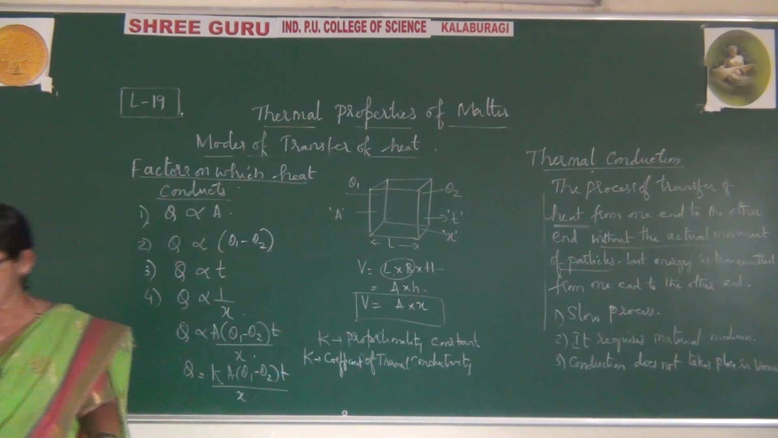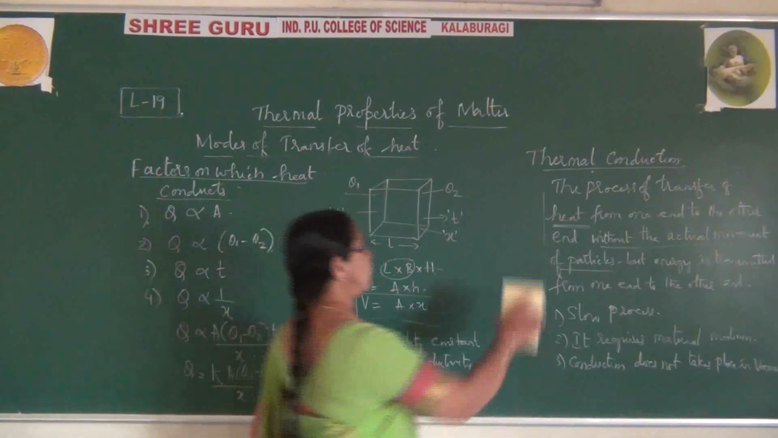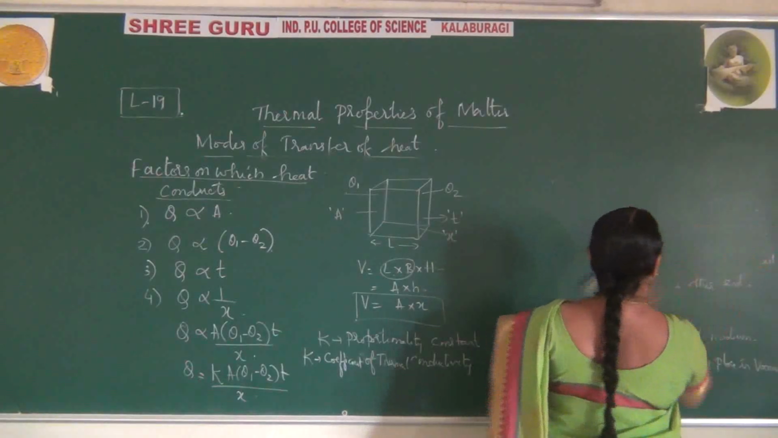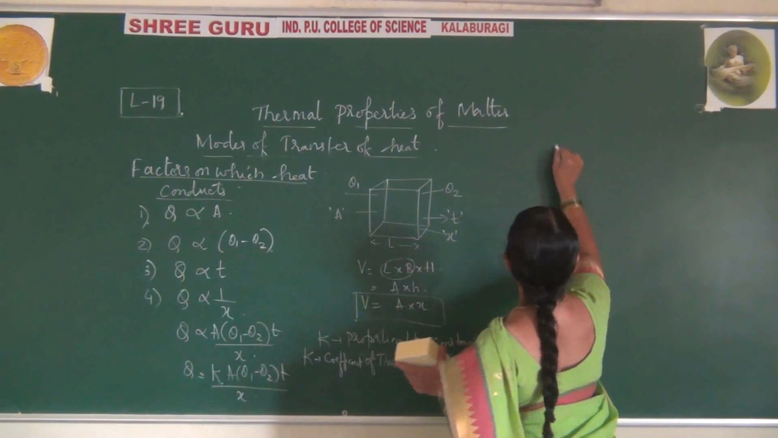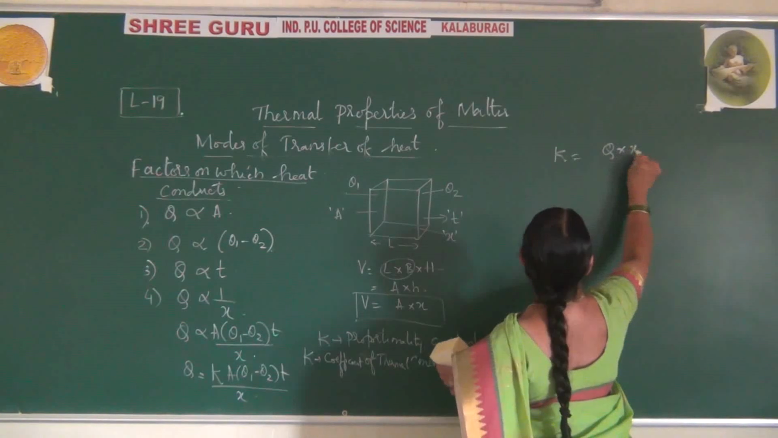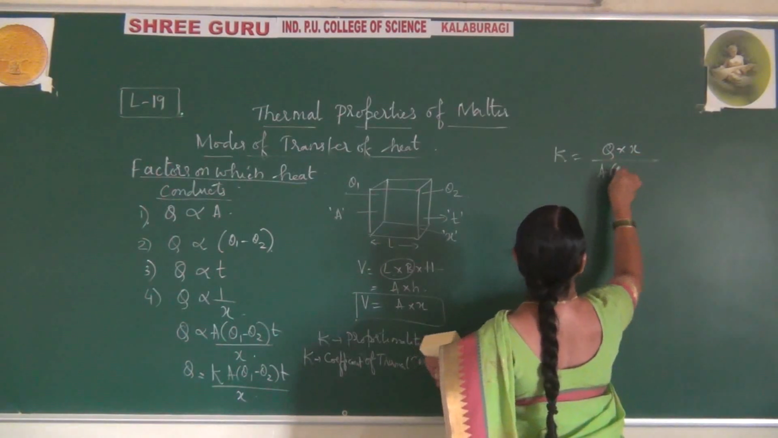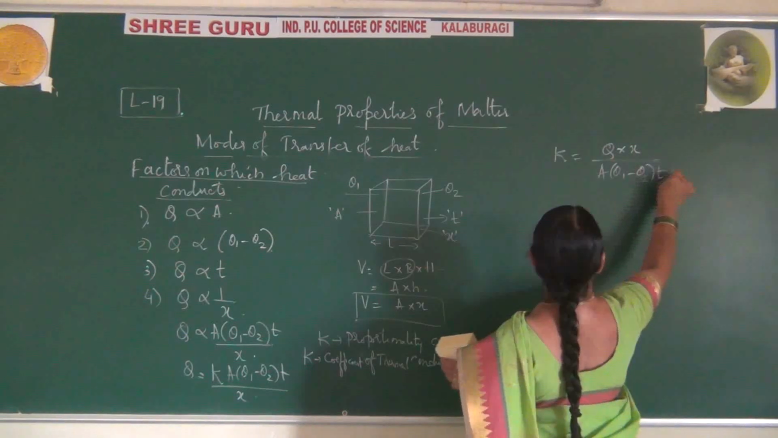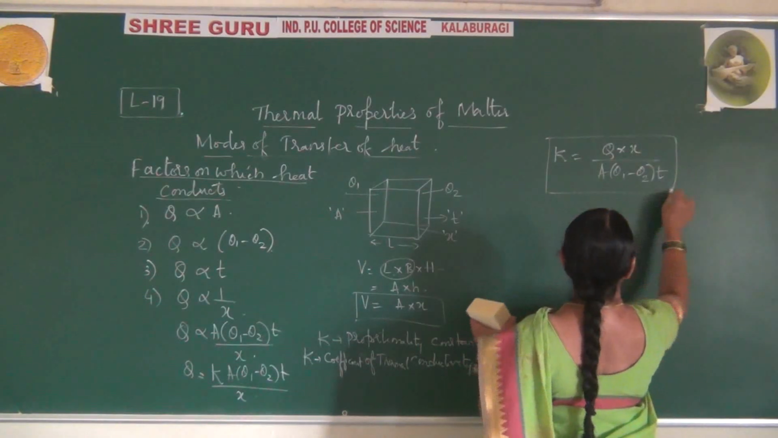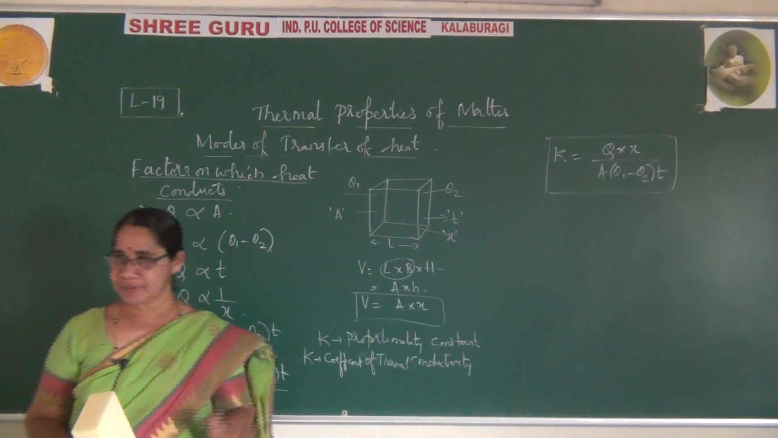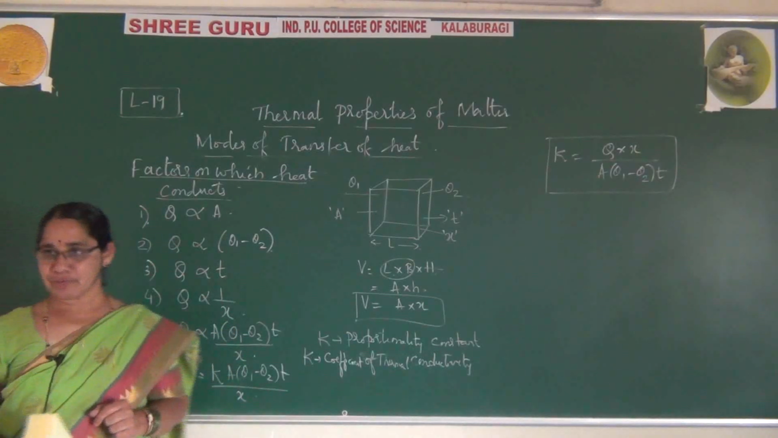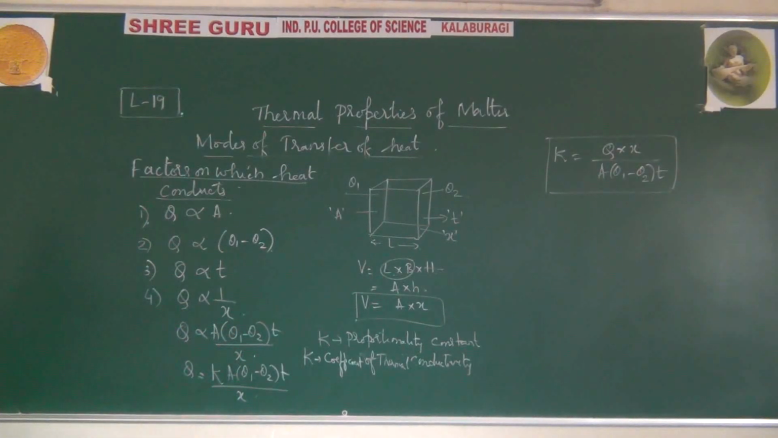I take all these formulas. Now I write here, what is this k? Please remember. I write it as k is equal to Q into x divided by A into theta 1 minus theta 2 into t. What do you understand by this here? Where Q, as we already know, is the quantity of heat supplied, A is the area of cross section, x is the thickness, t is the time, and theta 1 minus theta 2 is the temperature difference.